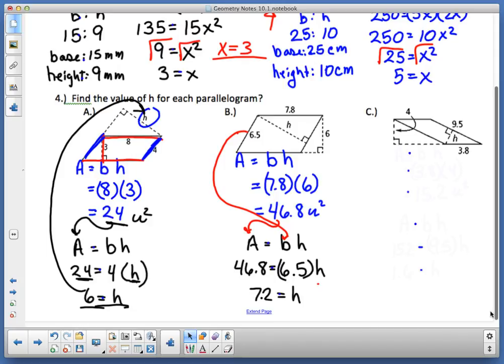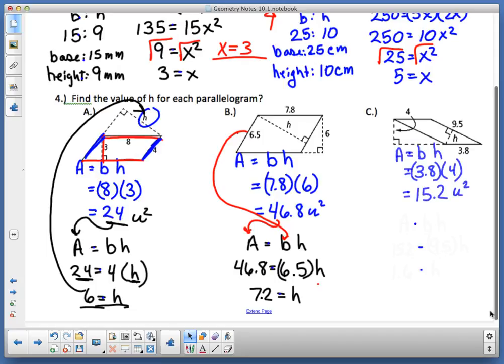So as we go through this, keep that in mind. All this is, I'm finding the area with the values provided with a base and height that are perpendicular, that are actual numbers. And then I'm going to use one of the other measurements that's an actual number in a variable and solve for that variable. So I'm going to do the same thing in C.